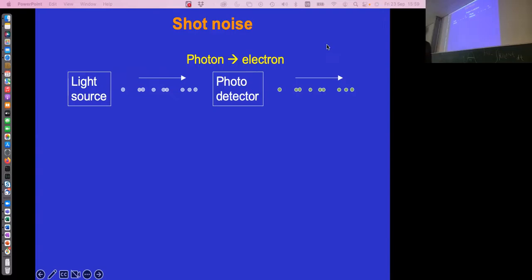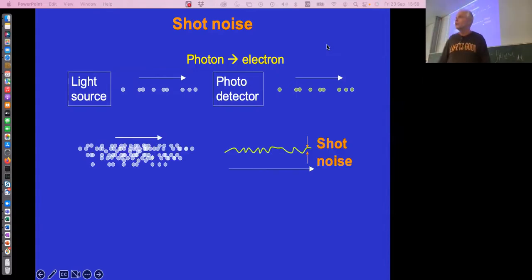Now the problem is that this is not a perfectly continuous stream of electrons or photons. If I take time slices, sometimes I measure more photons or electrons, and sometimes I measure less. So when I measure the intensity of my signal as a function of time, it fluctuates. And this is purely due to the particle nature of light and the particle nature of electrons. This has a name, and it's called shot noise. It's a fundamental noise. So you cannot eliminate shot noise because it's related to the particle nature of electrons and photons.